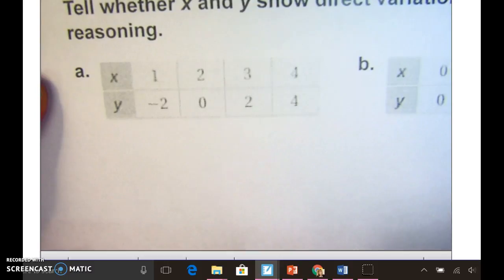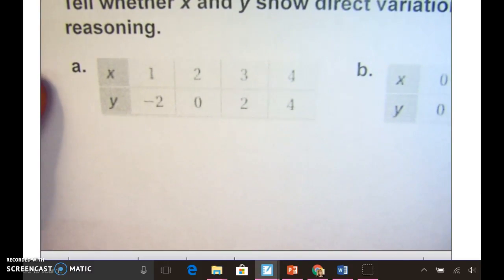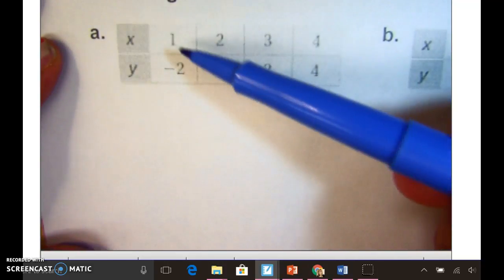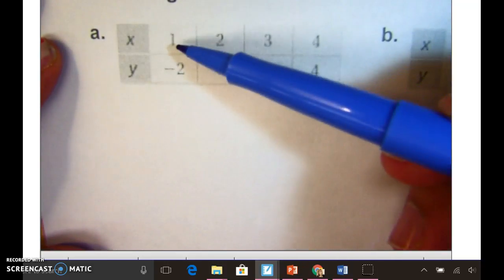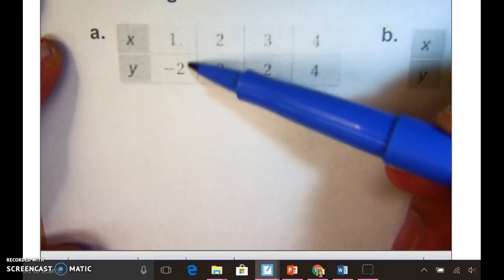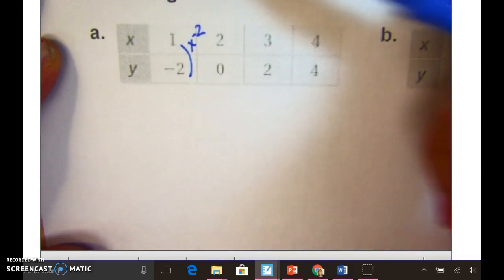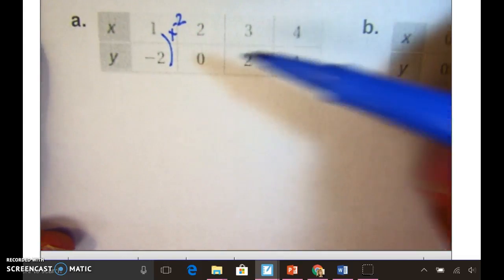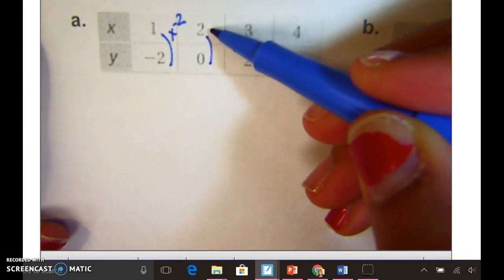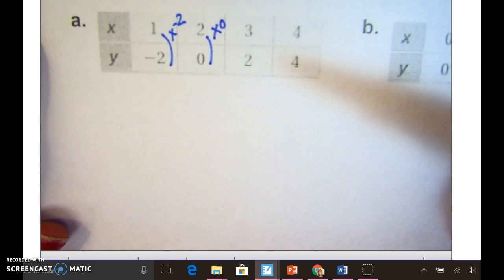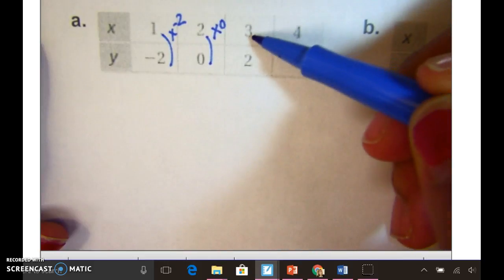So now we're going to look at it in a table. In a table, can you tell if there's direct variation? Well, I'm looking to see if there's a relationship between x and y that's the same each time. So what can I do to x to get y here? Well, I can do 1 times negative 2. What about here? What could I do to 2 to get 0? Well, that would be 2 times 0. What could I do to 3 to get 2?